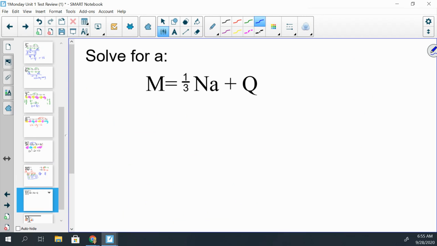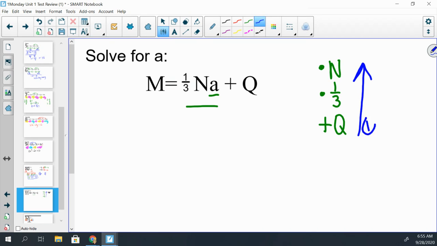Okay. All right. So this one is another literal equation that we're solving for a. So here's my a. What's happening to a? Well, I see that it's being multiplied by n. It's also being multiplied by 1/3. And then once we had all of that, they're adding q. So we need to work in reverse and get rid of the q first. So I'm going to do the opposite by subtracting q on both sides.